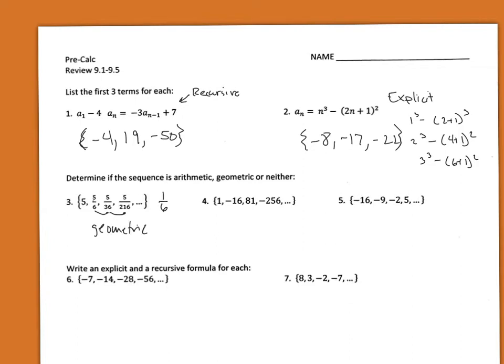So for number 4, the signs are changing, so it has to be geometric or neither. So are we multiplying by -16? Well, -16 times -16 is not 81, so this is neither. The signs don't change when you're adding and subtracting. This one looks more like maybe it's arithmetic. Let's see if that works. So from here to here, we add 7. -9 to 2, we would add 7. Yeah, we added 7 the whole time, so this is arithmetic.